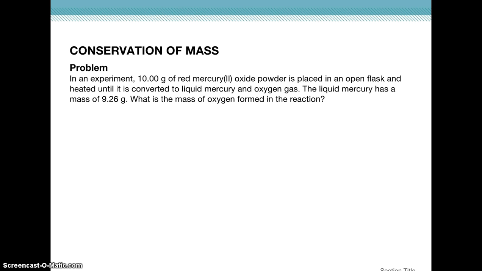Well, according to the law of conservation of mass, if the reactants have a mass of 10 grams, the products have to have a mass of 10 grams. So to figure out how much is oxygen, we would have to subtract 9.26 from 10.00, and that would tell us that we have 0.74 grams of oxygen formed in the reaction.